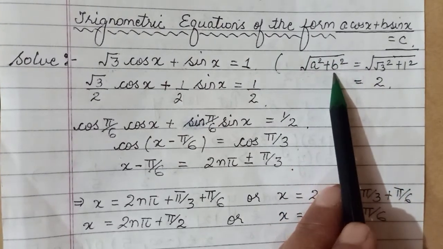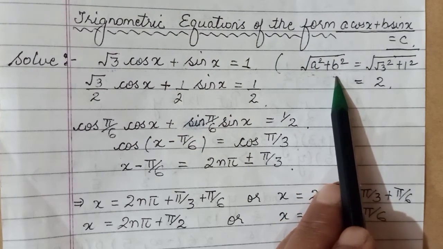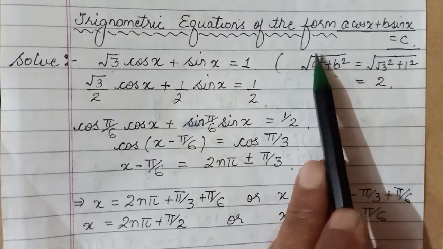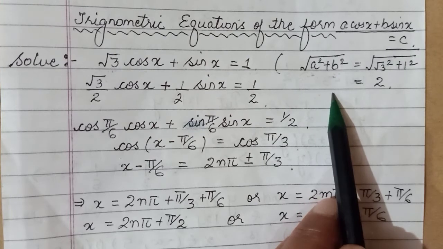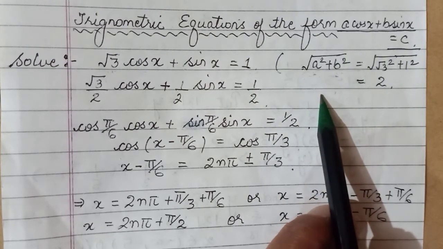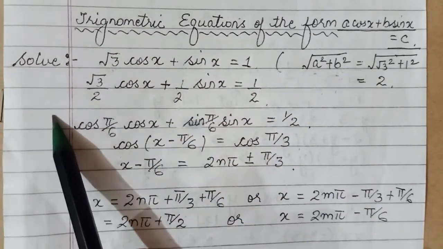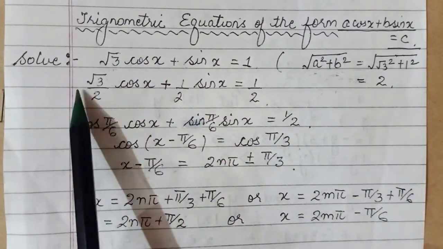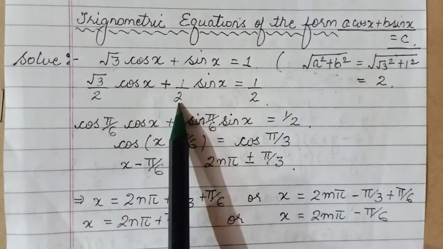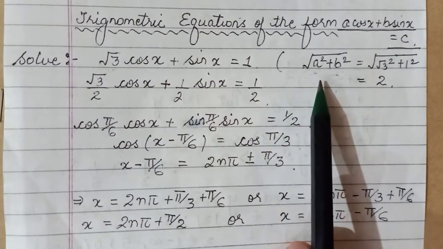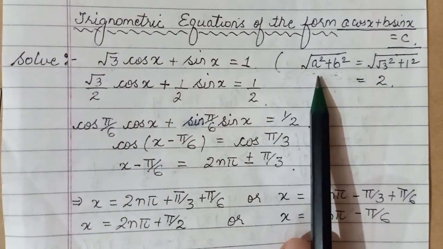If a and b are two numbers, we can take one as perpendicular, the other as base, then this would correspond to the hypotenuse. Perpendicular upon hypotenuse and base upon hypotenuse automatically become your sine and cos ratios. That is the idea. That is why we are dividing a and b by under root of a square plus b square, so that one of the ratios becomes sine and the other cos, or the other way around. So we are going to divide throughout by under root of a square plus b square. For this particular question, let's work it out.